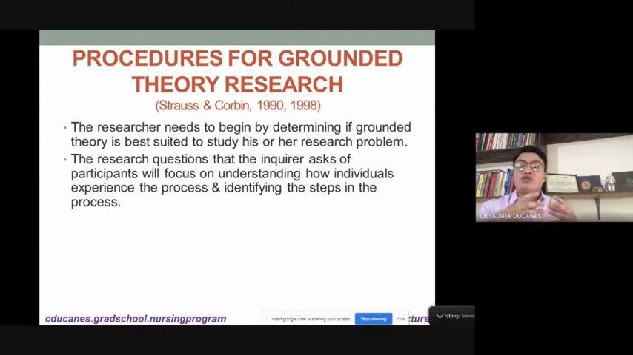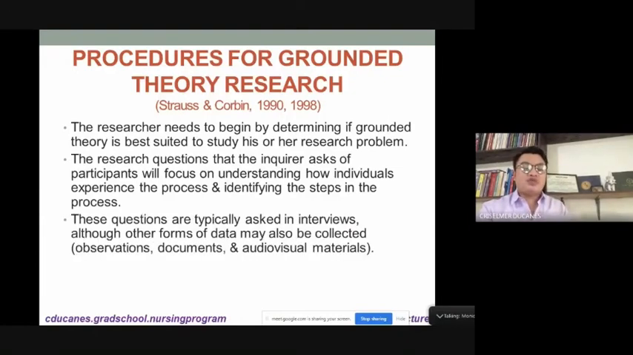So amo siya, you would do this through interview, okay? So pamangkoton mo, and you have to identify the process. And these questions are typically asked in interviews. Although other forms of data may also be collected, like observation, you can use observation. You can have a retrieval of documents and audiovisual materials, okay, through pictures, through audio materials, okay?